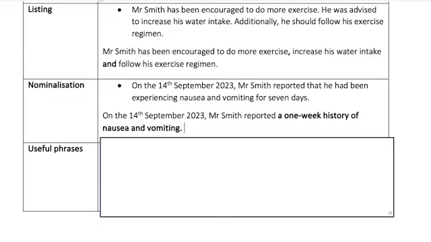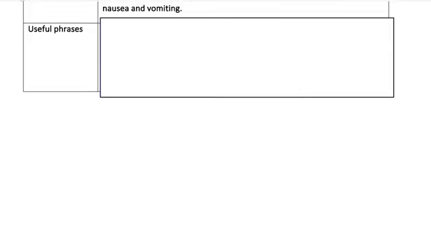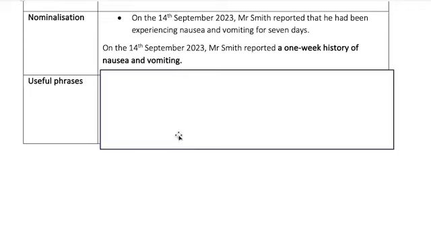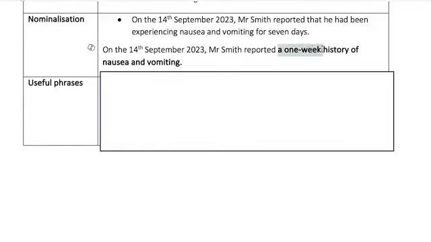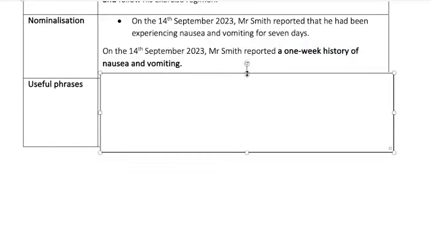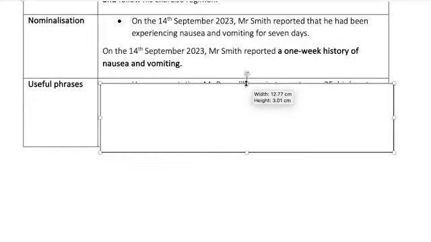And the last thing I'll mention is useful phrases. Now, a 1-week history, a 2-week history, a 3-month history, that's a great phrase to have in your toolbox. Well, there are other ones as well. So let me give you an example.